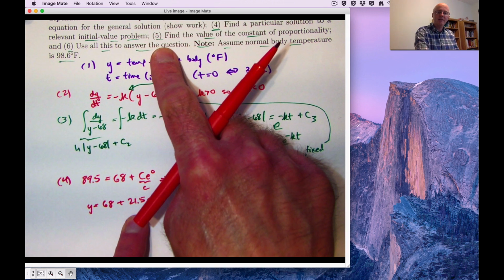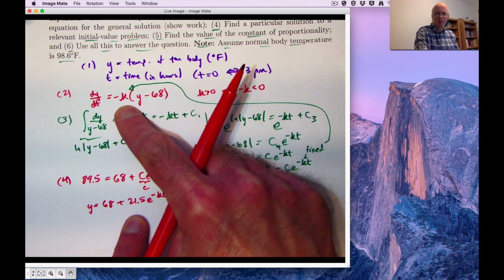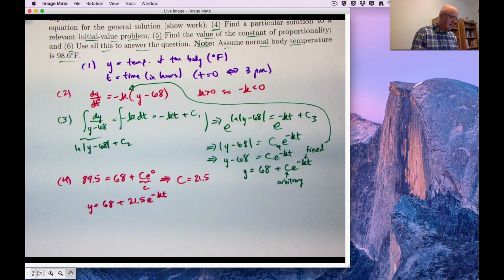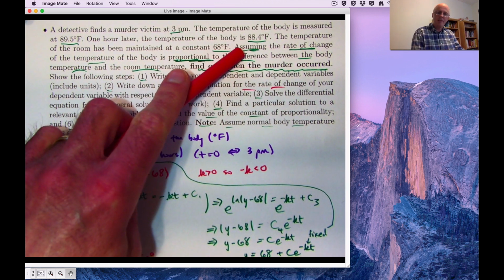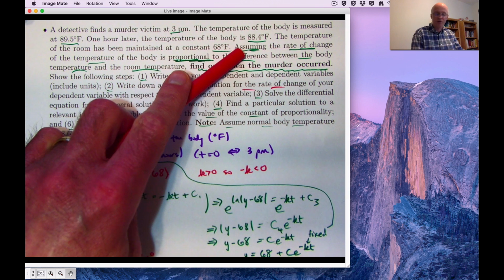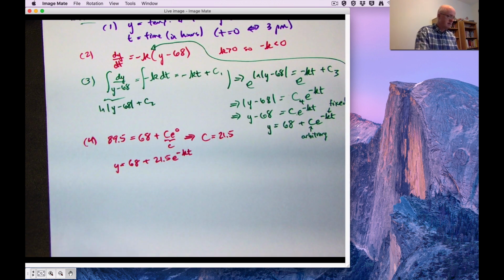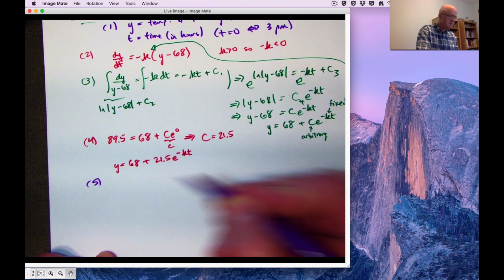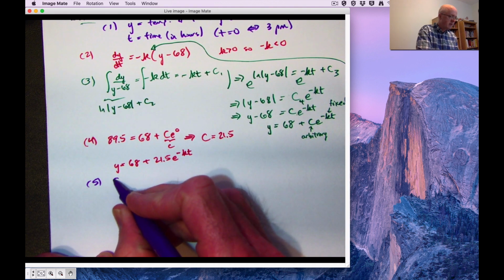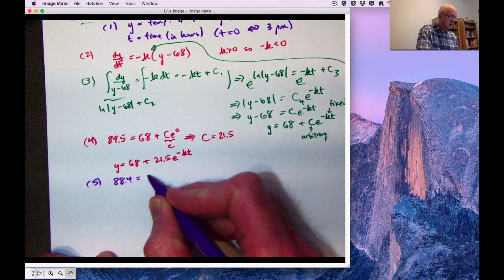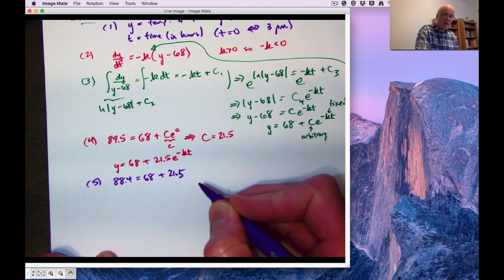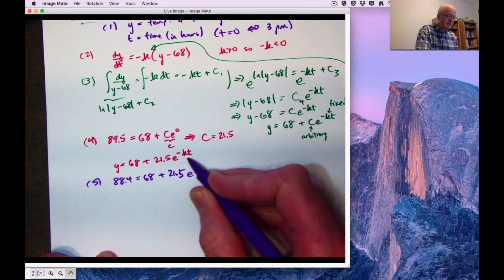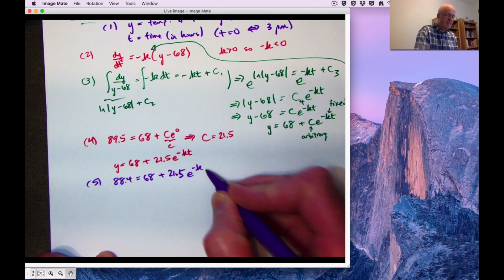All right, step 5. Find the value of the constant of proportionality, which is, again, not really k, it's really negative k. So I need the other condition that 1 hour later at 4 p.m., the body has cooled to 88.4. That will help me solve for k. So plug in y equals 88.4. Think about what t would be. You'd plug in t equals 1, right? 1 hour later. E to the negative k times 1 would be e to the negative k.